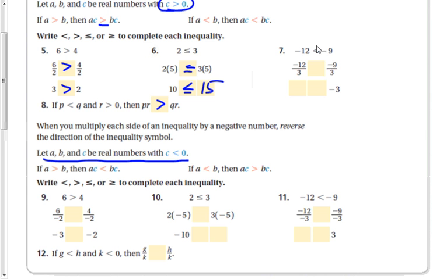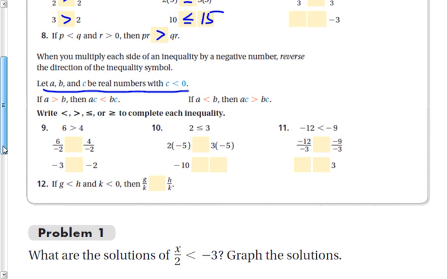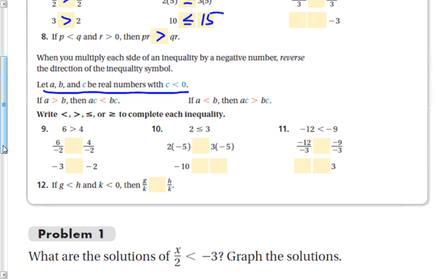I want to pay a little more attention to the second part here. If A, B, and C are real numbers with C less than 0, in other words, C is negative, then if A is greater than B to start with, when you multiply by C, a negative number, you're going to have A times C is less than B times C. Notice the inequality symbol changed when we multiplied by a negative.